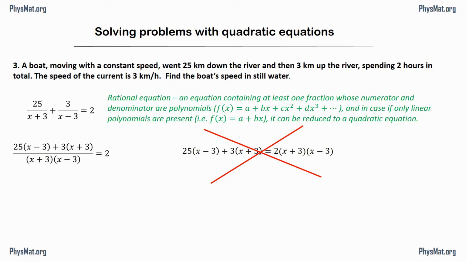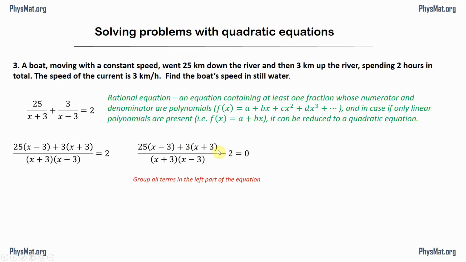Otherwise, this expression will not make sense, because you cannot divide by 0. And if by solving this equation you would obtain roots which would be equal to 3 or minus 3, it would be a problem. So the proper way to solve equations in general is always to transfer all parts of the equation to the left hand side, leave 0 on the right hand side, and only then do all the further transformations.